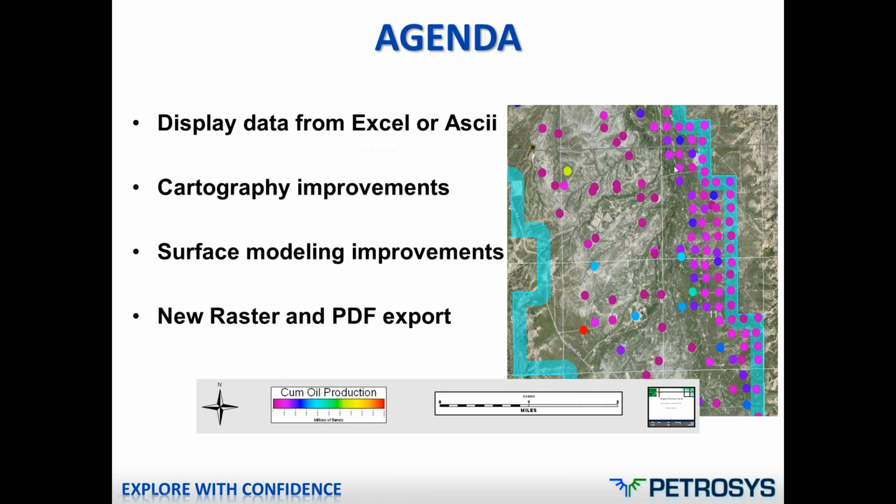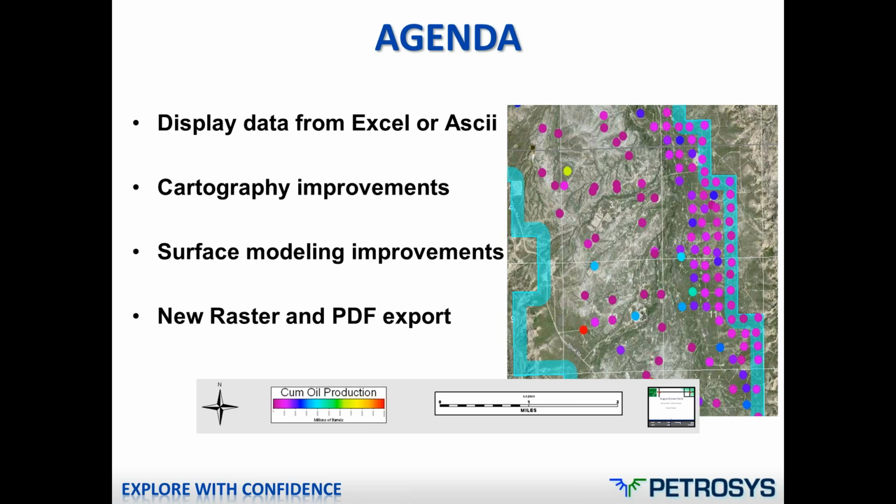All right, so really quickly, there's a whole bunch of new stuff coming out in 17.3. I'm not going to be able to show you every single thing, so I'm just going to go through some of the key features. One of the really big ones is we've drastically improved the way you can get Excel data and ASCII file data onto the map. Things like well locations, pretty much any kind of point data you have in a spreadsheet, we can get on the map. And that's not just point data, it's also polygons and lines. So I'm going to show you how to do that.